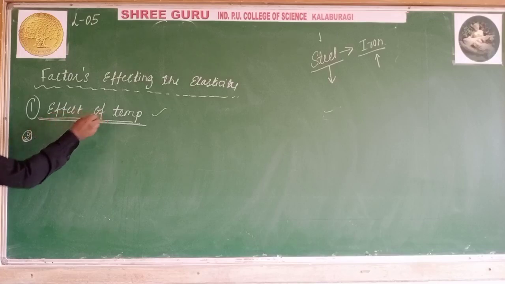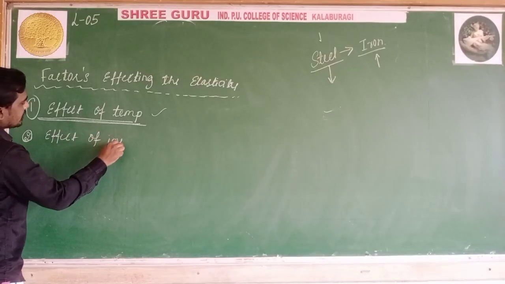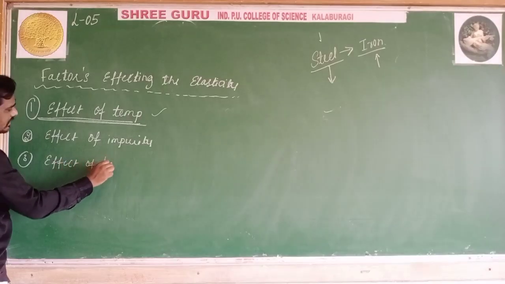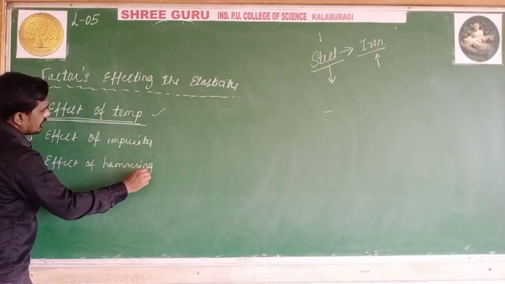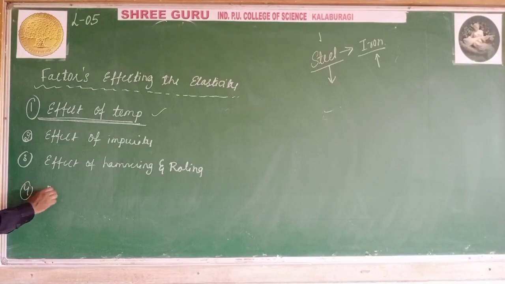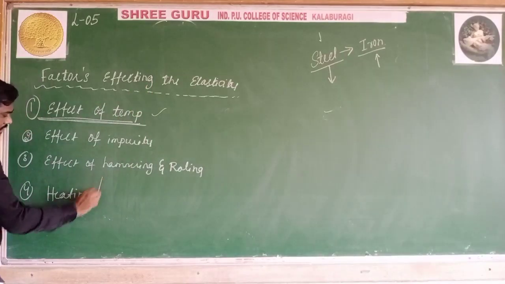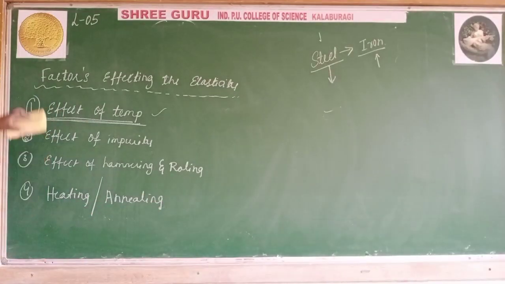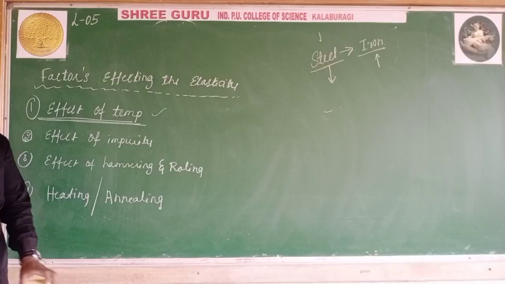First one is effect of temperature, second one is effect of impurity, third one is effect of hammering and rolling, fourth one is effect of annealing, that is nothing but heating. We can say directly heating. Heating, or annealing, the process of heating, also affects the elasticity. These are the factors which affect the elasticity.